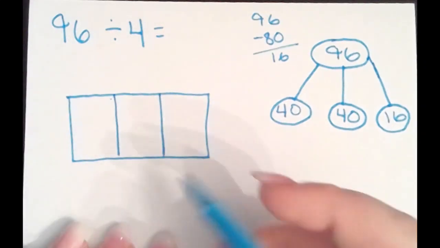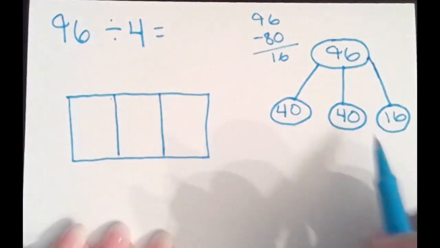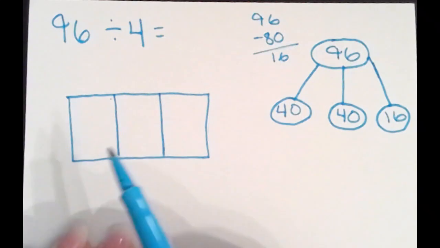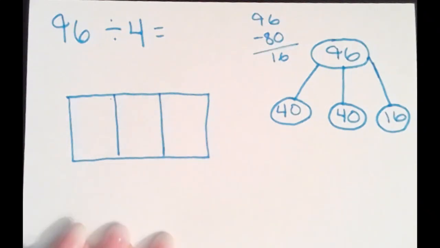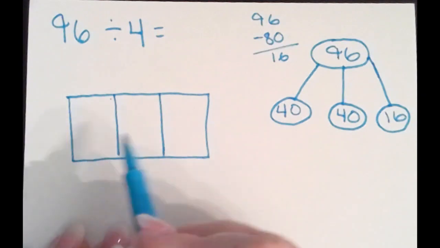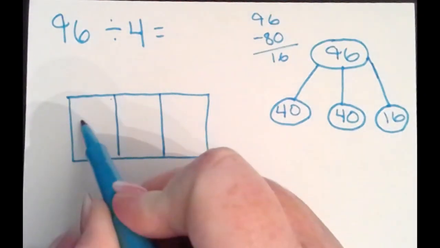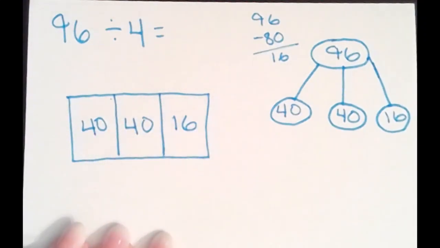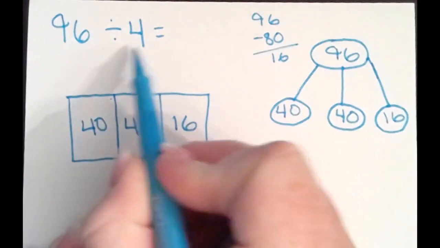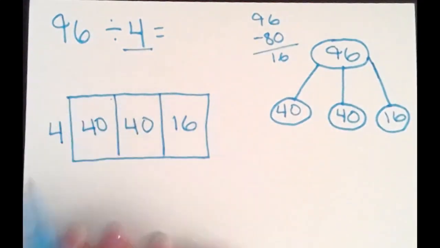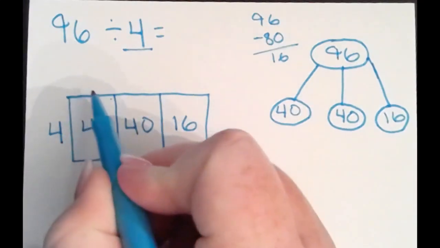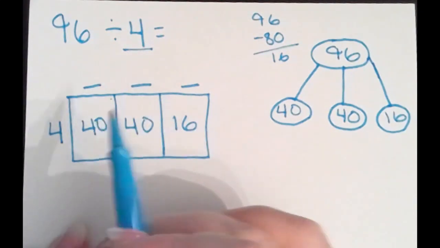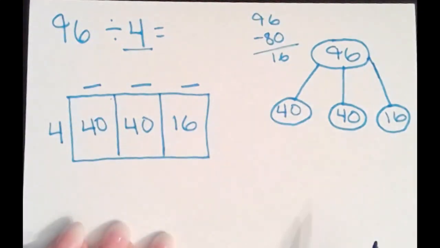Okay, now I made equal parts. 16 is smaller than 40, so technically that part should be smaller, but for our sake we just need to show that we have 3 parts. Okay, and I'm going to label them. One will be 40, another will be 40, and another will be 16. This divisor here, divided by 4, is going to go over here on the side. And I'm trying to figure out these parts here. Those are my partial quotients, if you will, and that's what I'm trying to figure out.